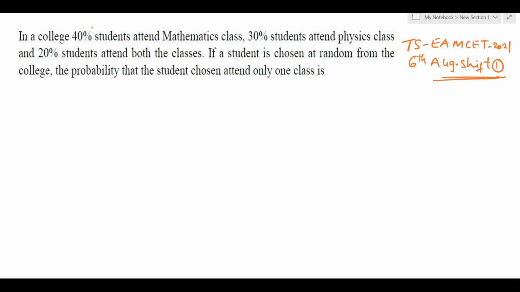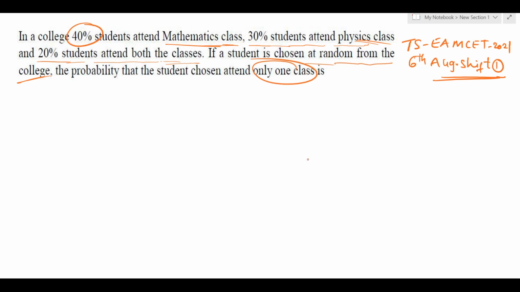In a college, 40% students attend mathematics class, 30% students attend physics class, and 20% students attend both the classes. If a student is chosen at random from the college, the probability that the student chosen attends only one class is dash. This is an Eamcet 2021, 6th August shift 1 question.